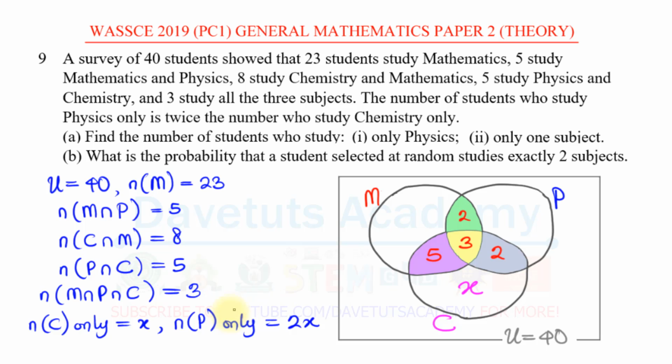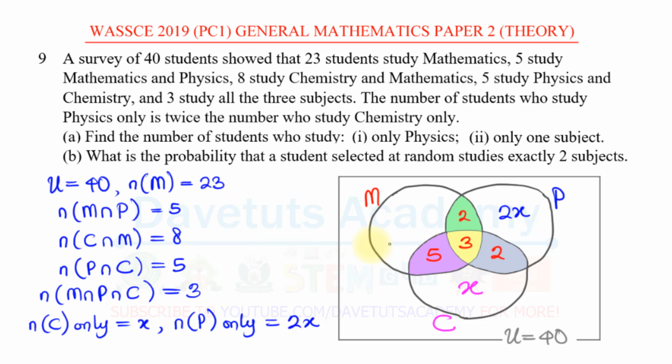And then the number of students that study physics only is 2x. This is physics. This upper right hand corner, this white region in which my cursor is moving around, that will be physics only, and we're told that that is 2x. You know, initially I told us to keep the information for the number of mathematics, which was given as 23. I said we should keep it.